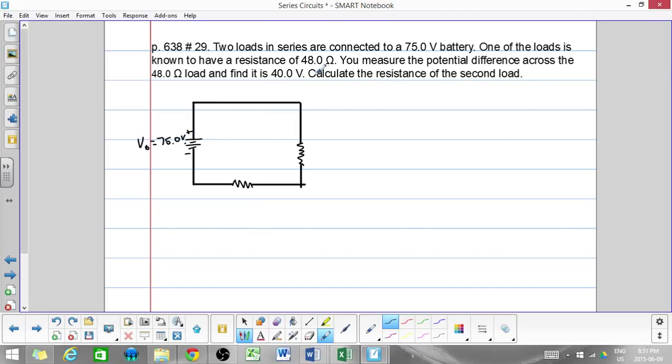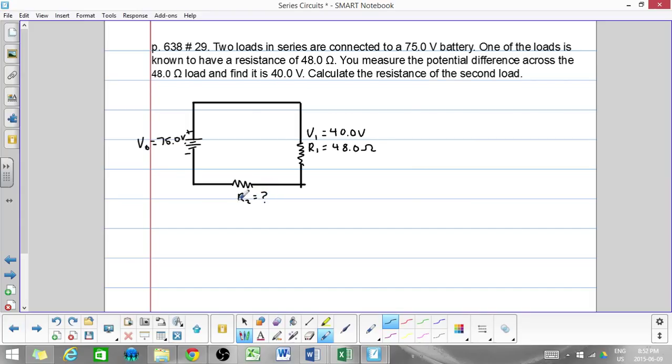One of the loads is known to have a resistance of 48 ohms. Okay, so we'll say it's this one. So R1, 48 ohms. And if you measure the potential difference across this load, it's 40 volts. So let's write that down. The potential difference across this load is 40 volts. And the question is, what is the resistance of the second load?